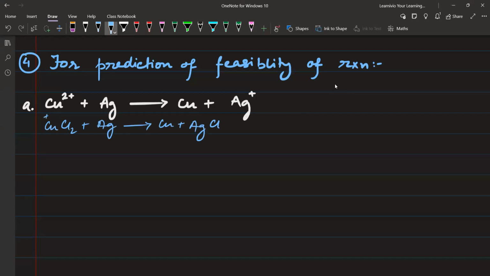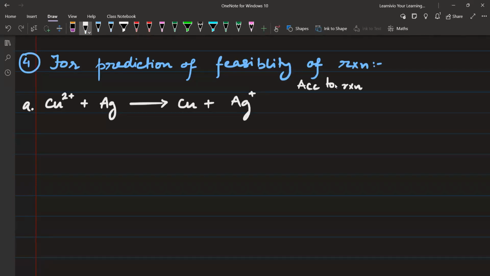यहाँ पे वही हो रहा है ना, दिस इज इन +2 स्टेट, कॉपर यहाँ पे 0 पे आ जा रहा है, Ag यहाँ पे 0 पे है, यहाँ पे +1 पे आ जा रहा है, राइट? So they can also give you in the form of ions or in the form of salt. They will ask you whether this reaction can occur or not occur, right? So what I will do, I will write two things: according to reaction and according to electrochemical series.